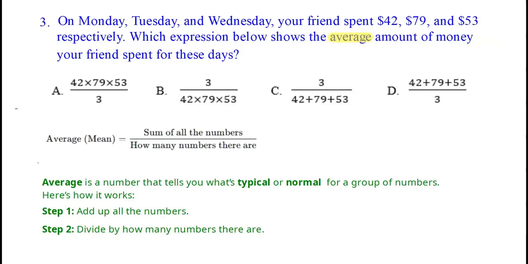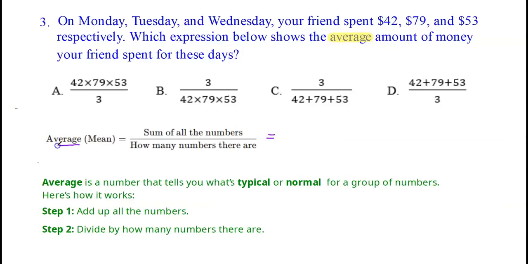Now, down here in green, I have some information about average. You can read through this. Let me just go over this top part so you understand the meaning of average. Average is a number that tells you what's typical or normal for a group of numbers, and this shows you how it works. And I have the formula up here as well, which I believe you have on your formula sheet when you take the test.